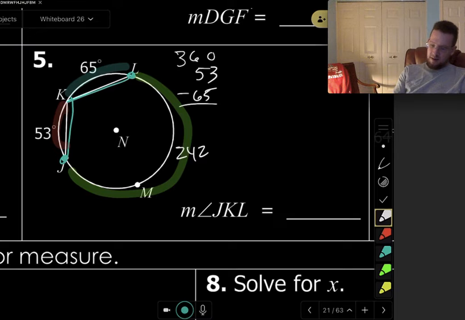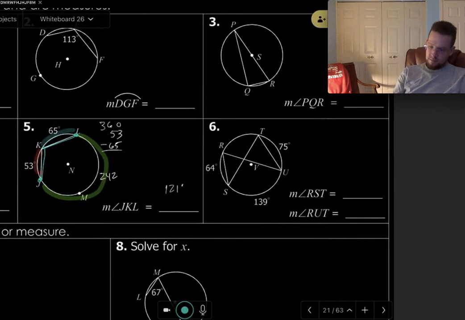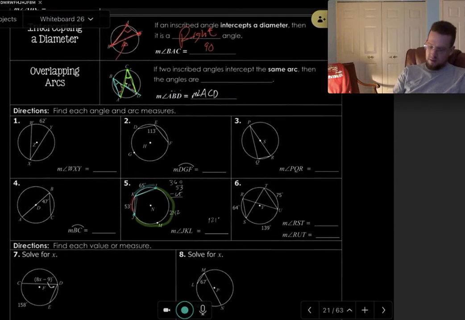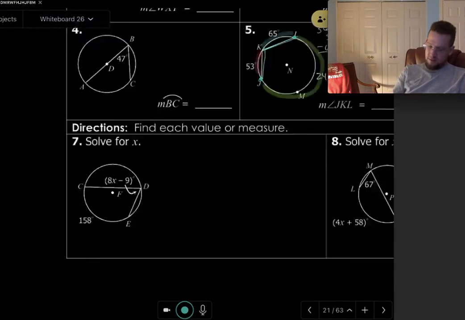And so if I want to find the inscribed angle JKL, what we discussed previously was that our inscribed angle is half of the arc measure. And so the whole thing is 242. So this one's going to be half of 242, which is 121. Let's see what happens if we throw some algebra in here.